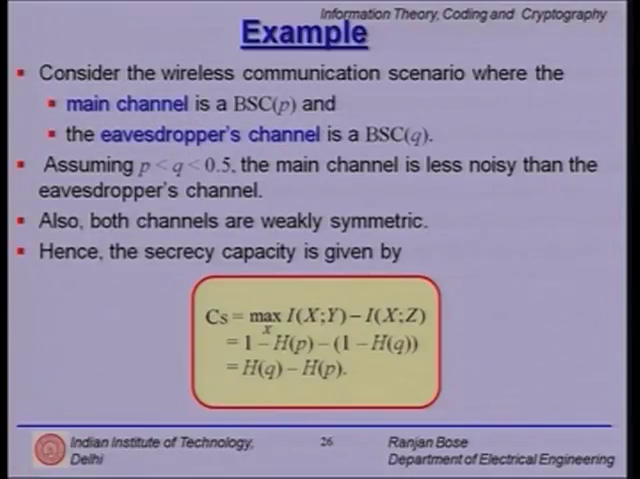Now, assuming p is less than q is less than 0.5, we make the main channel less noisy than the eavesdropper channel. So we have satisfied both the condition about the main channel being less noisy than the eavesdropper channel, and both channels are weakly symmetric channels. So clearly the secrecy capacity is easily calculated as the difference between the two mutual information, and we know that for this binary symmetric channel it is 1 minus Hp minus 1 minus Hq, and it is nothing but Hq minus Hp. So very simple expression for this scenario.